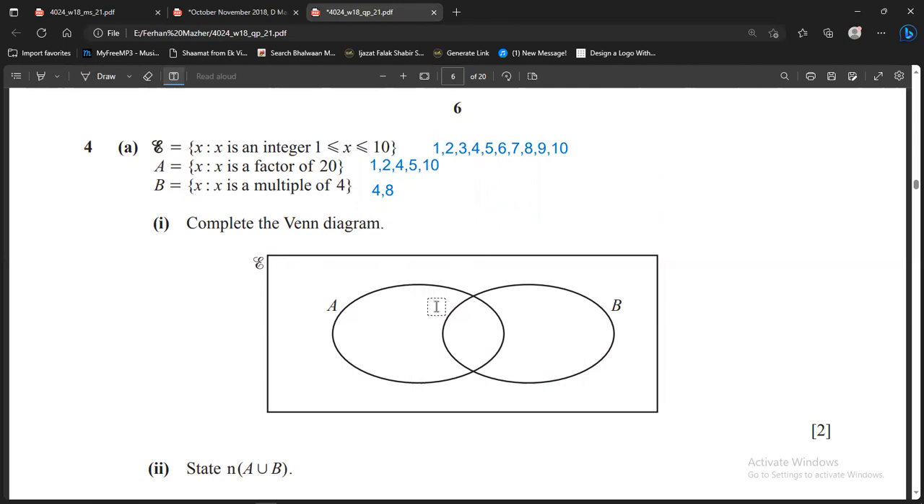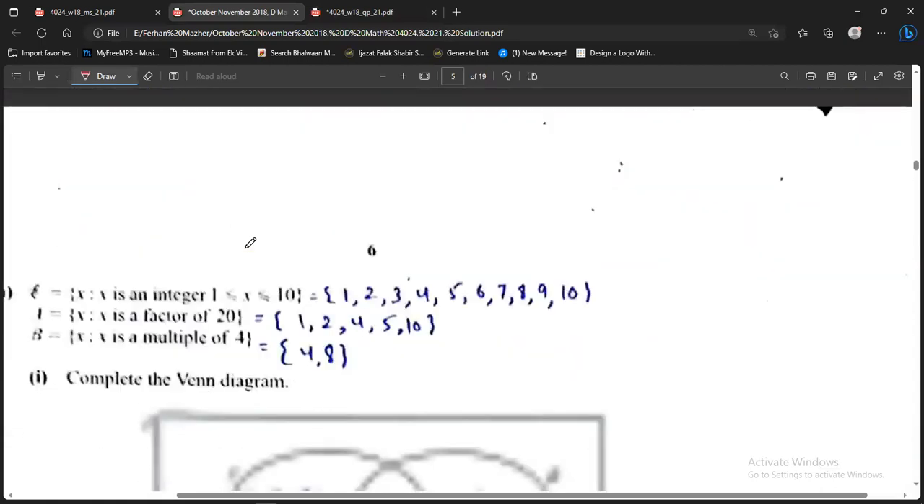So you have to put here. So what is common between A and B? That is 4. So 4 will come here. 8 will come in the B. Here you will have 1, 2, 5, and 10. And the other numbers which are not in A and B, they will come outside. Okay.